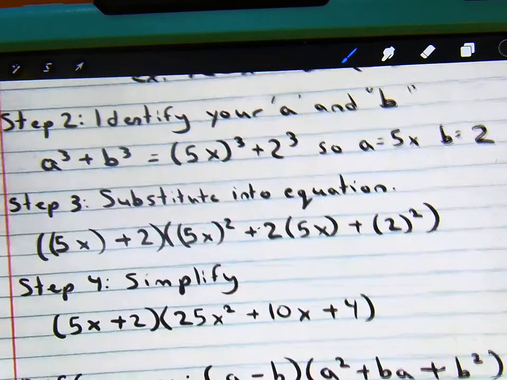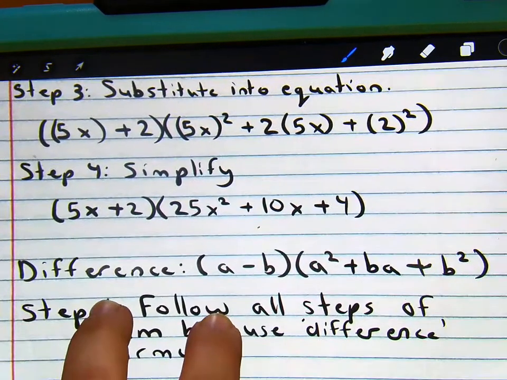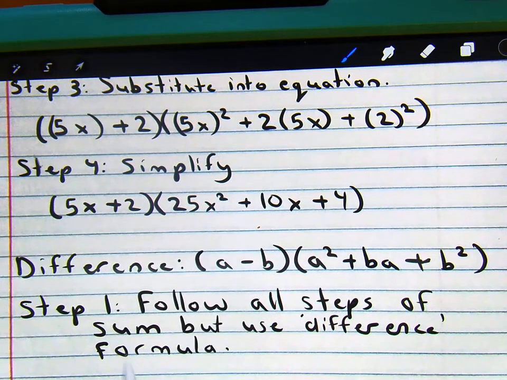Okay, so let's look at if we have the difference of two cubes. Well, here is the formula for difference. If you notice, it starts off with the subtraction and then it has an addition here, but technically all the other pieces are identical in the formula. So our step 1 is to follow all of the steps of sum, but use the difference formula. So you're going to literally use all the exact same steps in terms of write it as a cube, identify a and b, substitute into your formula, and simplify, but your formula that you're going to use is this one here.